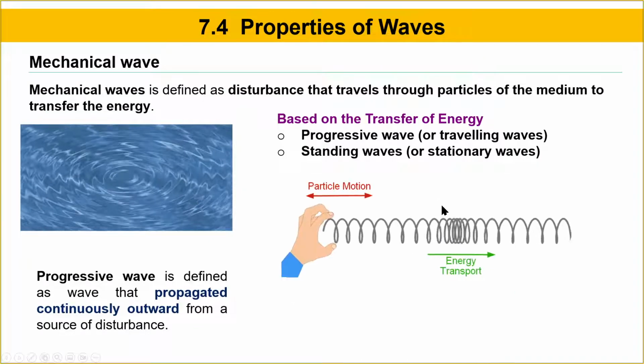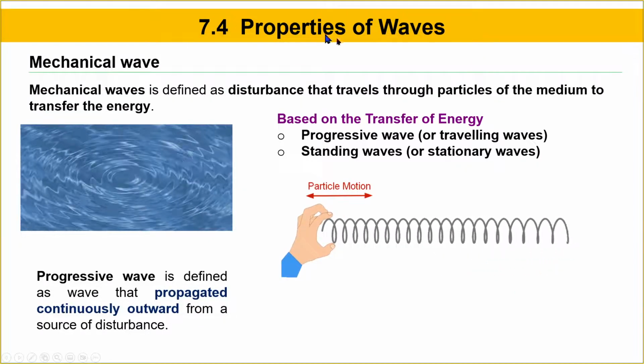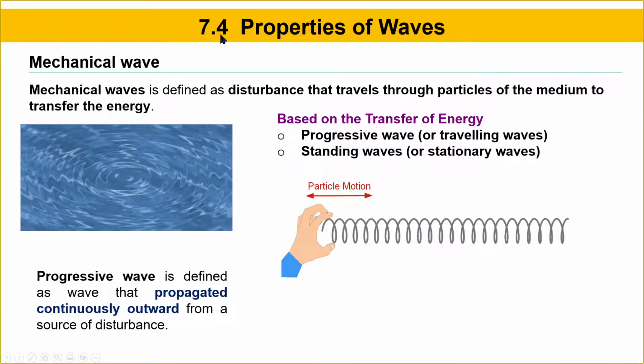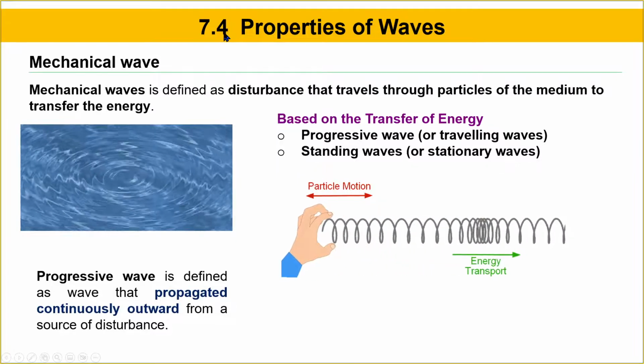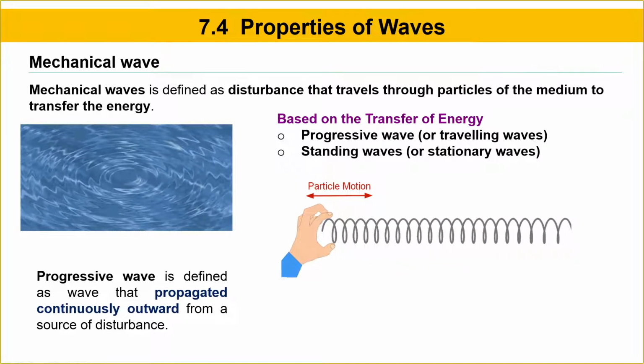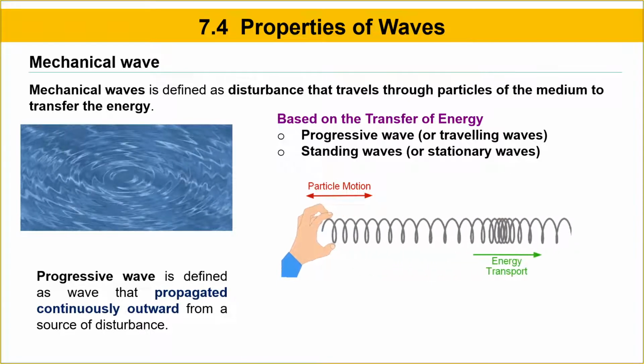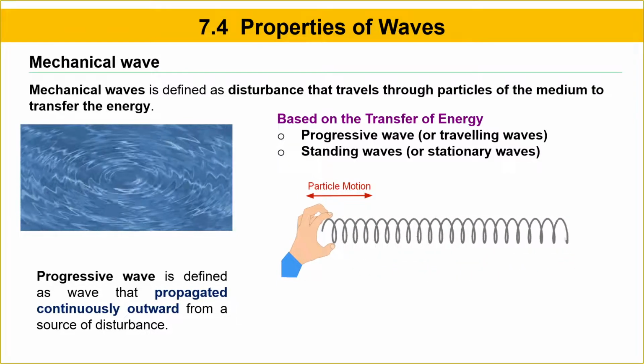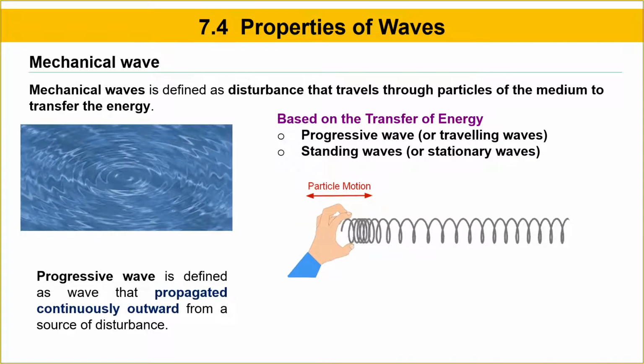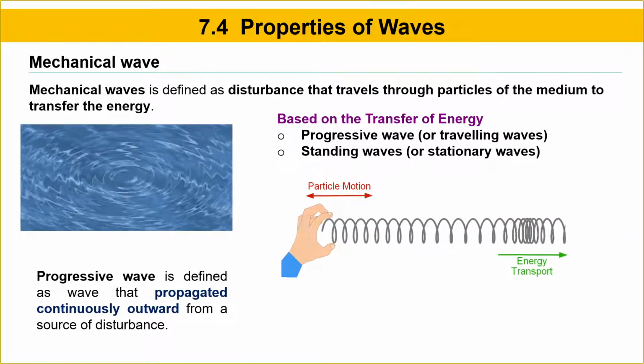Okay, so now we are going to learn about properties of waves, 7.4 actually. We have done 7.1, 7.2 and 7.3. All those subtopics refer to simple harmonic motion. Actually, simple harmonic motion is oscillation of just one particle.